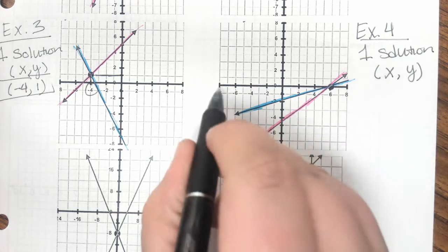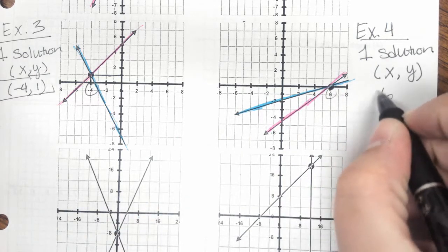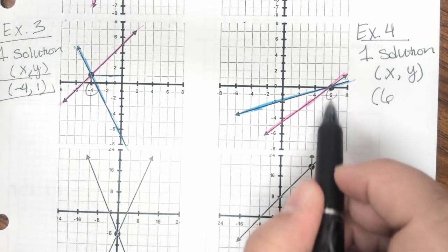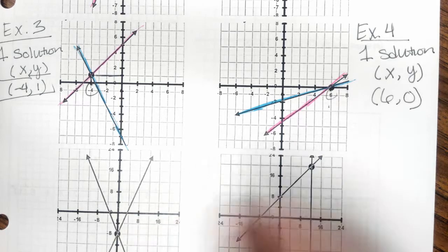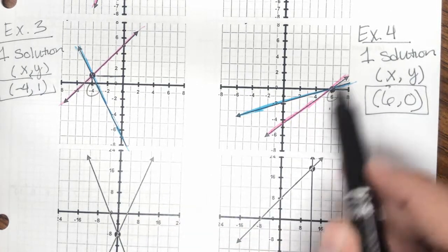The x value, that's the side-to-side number, which is 6. And now I need the y value of that ordered pair, which doesn't go up and it doesn't go down. It's just 0. So the ordered pair 6, 0 is the solution to this system of equations.